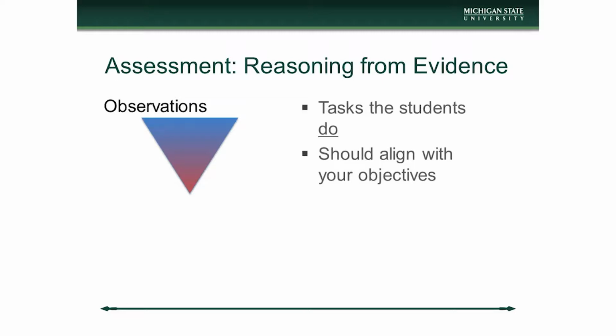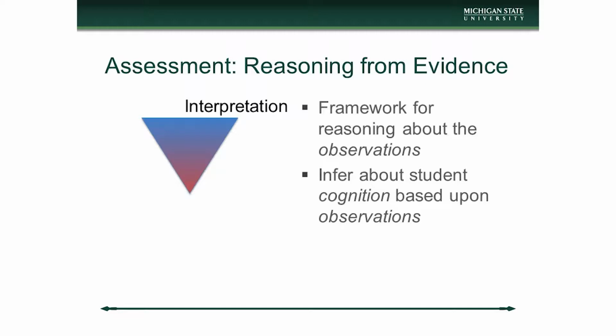So the first thing is observations. What is it that the students are doing? That's the assessment task. That's the thing you're going to be designing, something for the students to do that you're going to be using for any kind of assessment, formative, summative, what have you. You do want that to align with your objectives. So you want to make sure that you're asking the students to do something that's relevant to what your objectives and goals are. And you're going to be interpreting what they do with some sort of framework for reasoning about these observations. You have some kind of framework that you're going to use to make some interpretation, and you're going to make an inference about the cognition based on the observations.